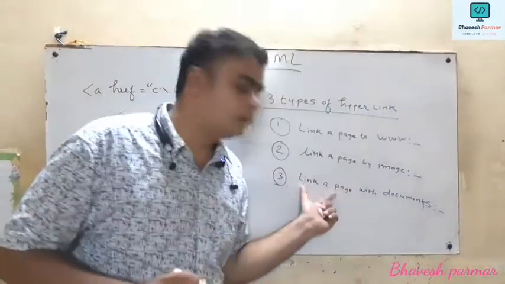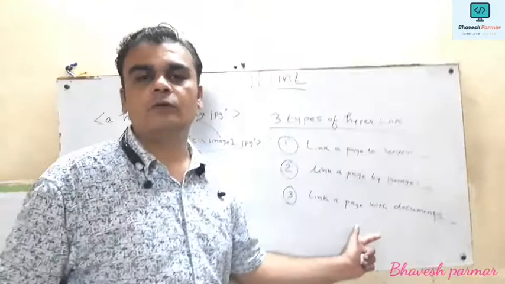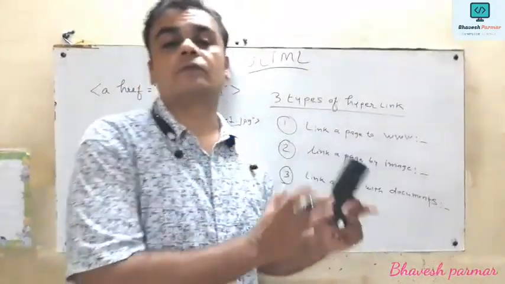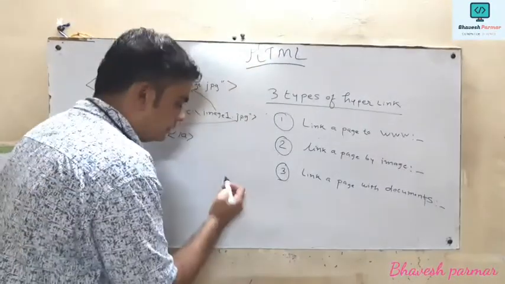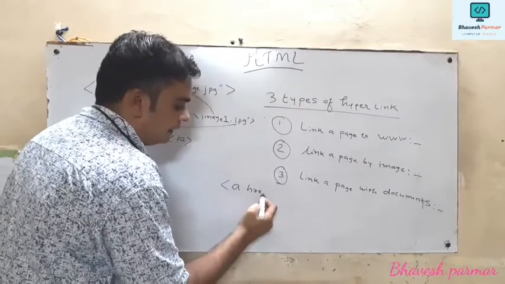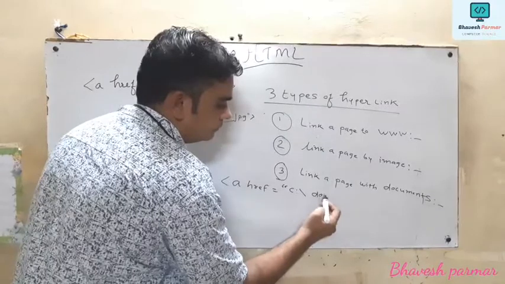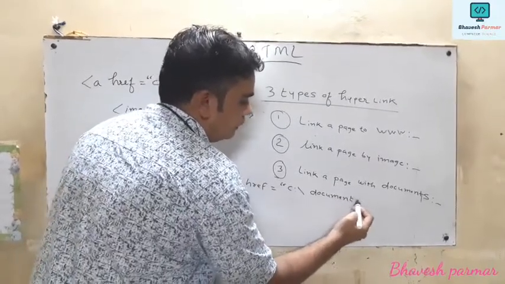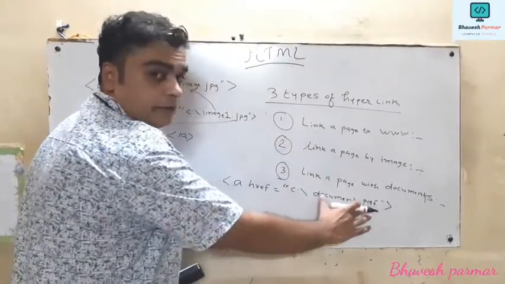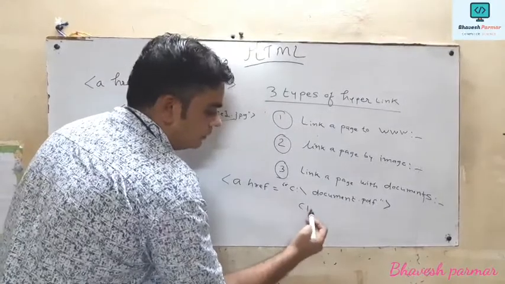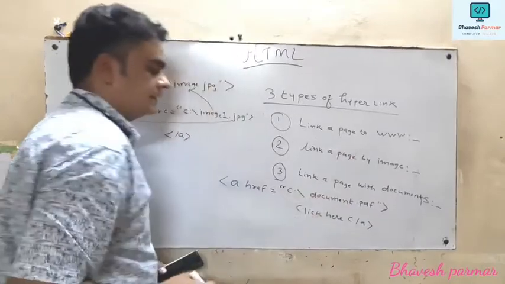Now guys, we switch on to our third type, link a page with documents. So in this case, what we are trying to do, we can connect the different types of documentation files with our web page. So how can we do it? I will show you one example. a href is equal to document.pdf, suppose. So this type of file I want to open. This is my message. Click here, and this is /a.